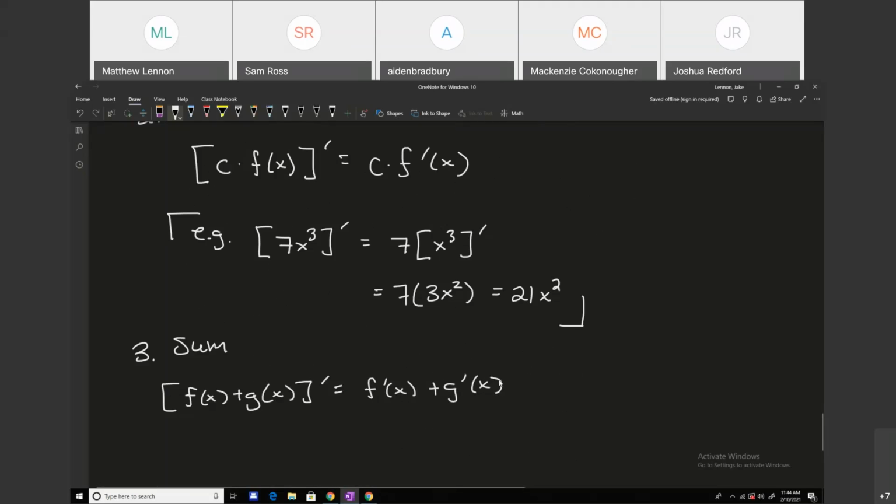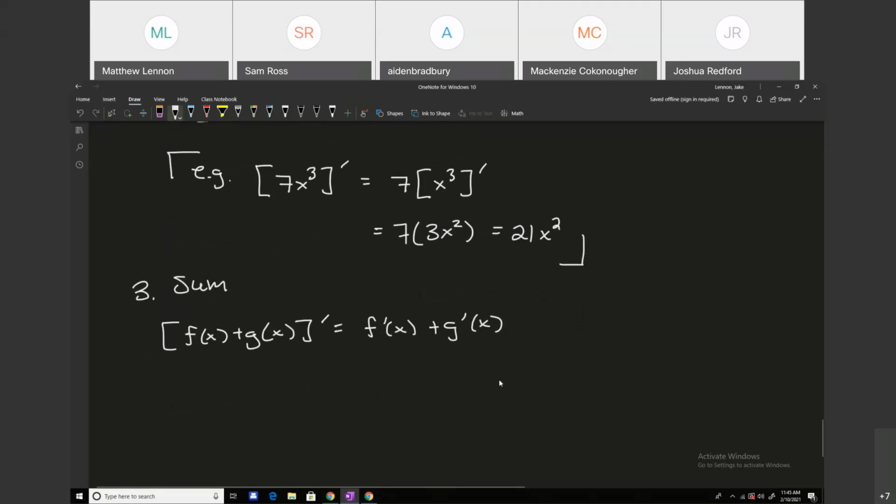Now, the same thing won't work with multiplications. When you have 2 terms multiplied together, you can't do f prime of x times g prime of x. We'll come back to that later. That is known as the product rule. There's going to be something additional we're going to have to do there. So although it behaves well with constant multiplication and sums, it's not going to behave as well with multiplication or division.